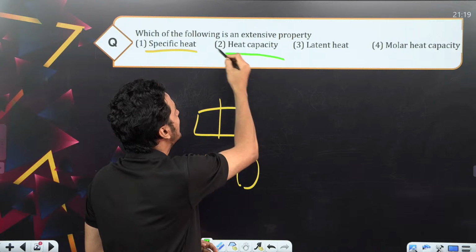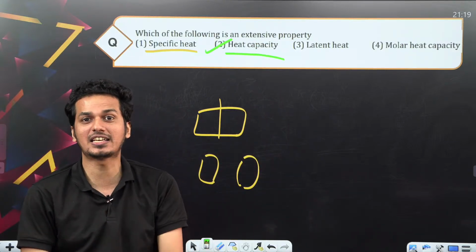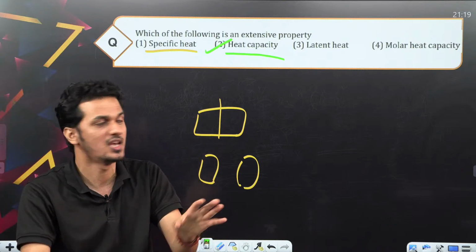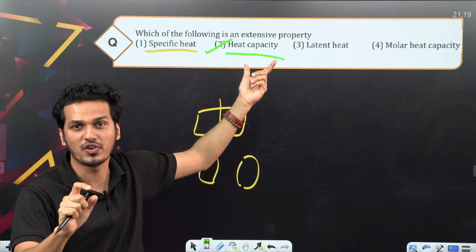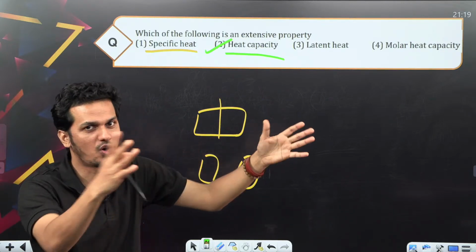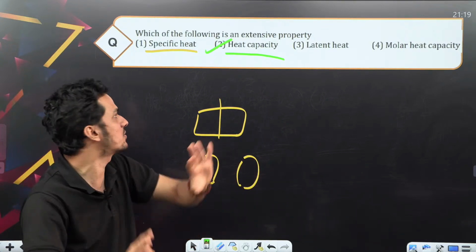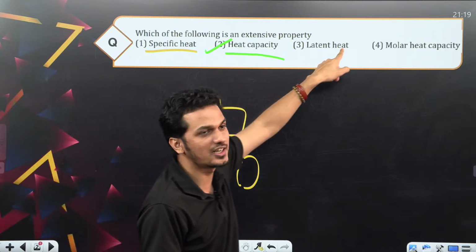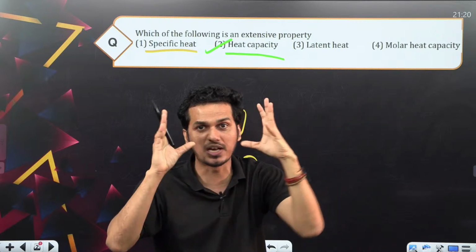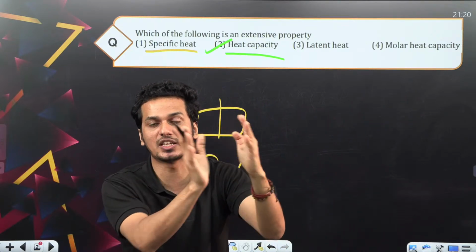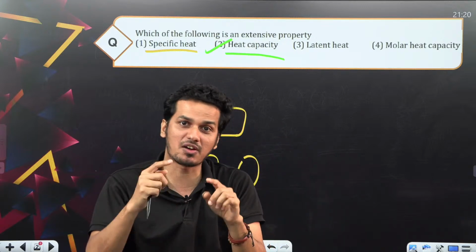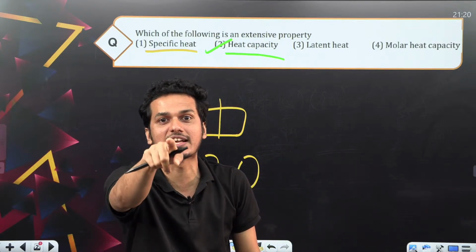Heat capacity? Yes, that's our answer. Heat capacity is not mentioned per any amount. It is the amount of heat energy required to raise the temperature of a substance by 1 degree Celsius. Not per mole, not per kilogram. So that's why that's the answer. Latent heat is for 1 kilogram. Molar heat capacity is for 1 mole. If it varies only with the substance, then it is intensive. If it varies with the amount of substance, that is extensive.